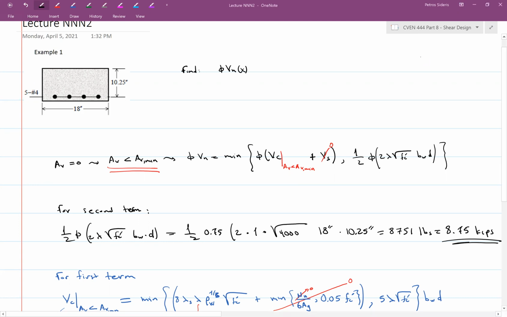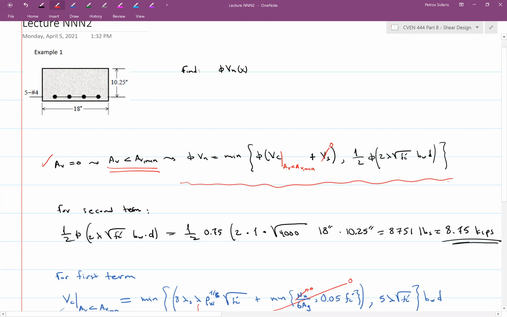As a start, I'm going to continue with the solution of example 1, where we are given a beam that has four bars. It has the dimensions that are given on this figure, and we're asked to find the design strength. So the beam has no shear reinforcement, so we started with that. And we saw that AV being 0 takes us to the case of AV being smaller than the minimum shear reinforcement. So we ended up with this relationship for the design strength.